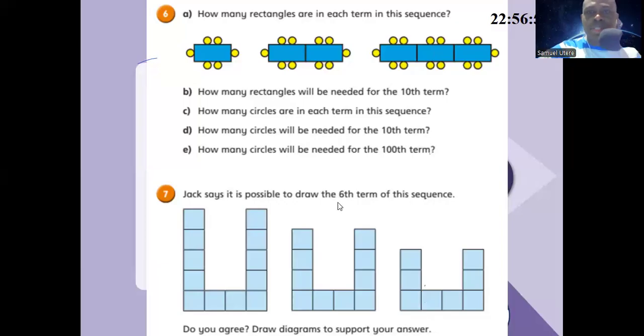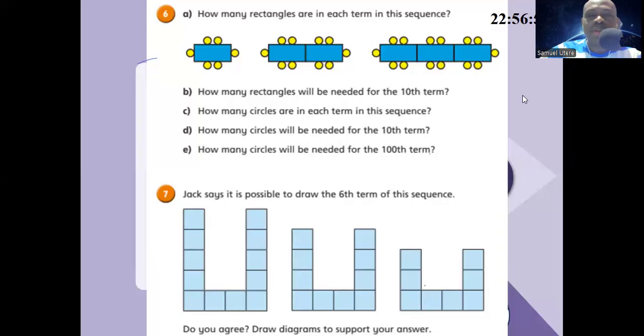Okay, it's time for us to check our answers. So this question here, you were asked how many rectangles are in each term in this sequence. So you can see it's just one, two, and then three. Then you were asked how many rectangles will be needed in the 10th term. Of course, it will be 10 rectangles because the term corresponds to the number of rectangles. So first term has one rectangle, second term has two rectangles, third term has three rectangles. So that's an easy one.